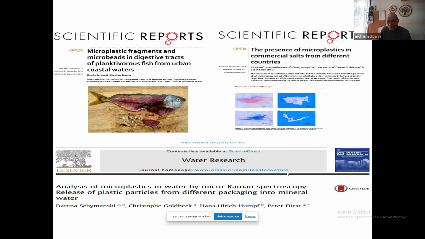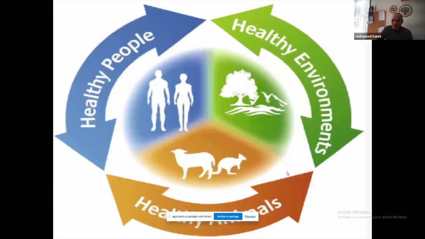So analysis of microplastic in water by macro-Raman, which is a very crucial technique in this kind of situation, released plastic particles. There is another very interesting publication released by a group from the UK saying there are millions of microplastics in a cup of tea. When you are making your infusion cup of tea, you are also introducing microplastic, since the plastic bags used for infusion tea may release millions of microplastics in a cup of tea. I advise you to read this publication. It is available and free online. Just search microplastic and cup of tea, okay?